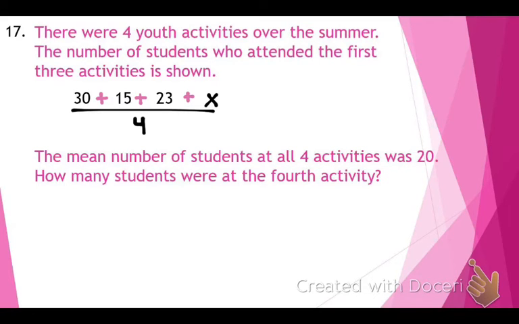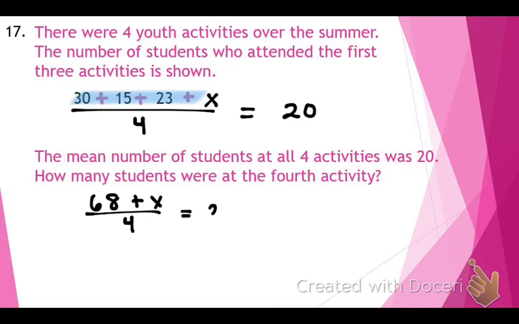Now here's the deal. Let's keep reading. The mean number of students at all the activities was 20. So that means all of this right here is going to equal 20. Okay, so there's some work that I can do up here. I can add those numbers together. When I add 30 plus 15 plus 23, what do I get? 68. Okay, so now we have 68 plus x. I still have to divide it by 4 because I'm finding the average. And all of that equals 20.